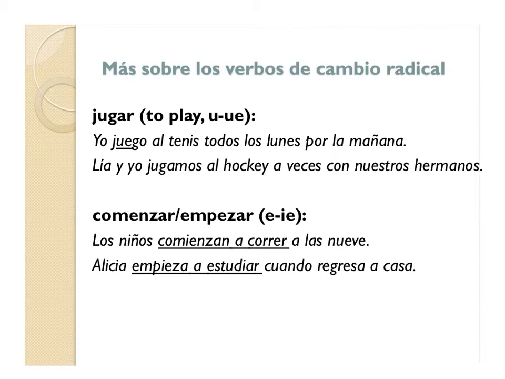Here's another stem changer, jugar, which is to play, like when you play a game or play a sport. And it's actually a U to UE stem changer. We don't have a special category for this because there aren't a whole lot of verbs that change from U to UE, but jugar is a really good example of one, and it fits nicely with our topic for this chapter. Yo juego al tenis todos los lunes por la mañana. Another example, Lía y yo jugamos al hockey a veces con nuestros hermanos. Note that jugamos did not stem change because it's the nosotros form, and nosotros does not stem change.